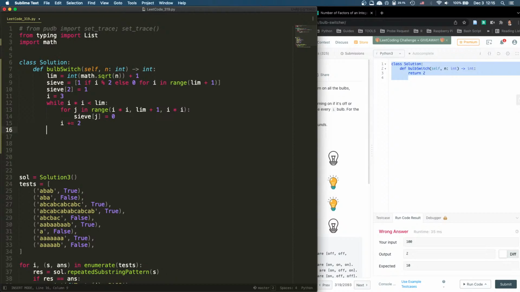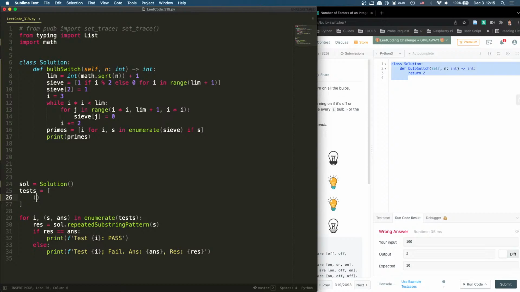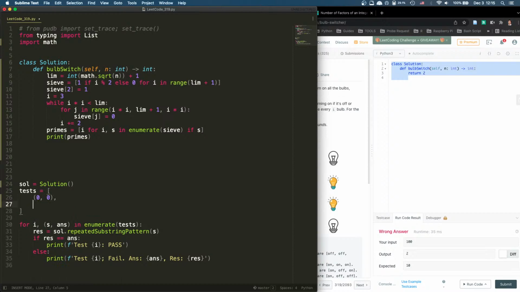And let's print the sieve. We need to obtain the primes. So the primes will equal to i for i, s in enumerate sieve if s. So let's print primes. I haven't written this for a while, so I'm not sure. Okay, 0, 1.